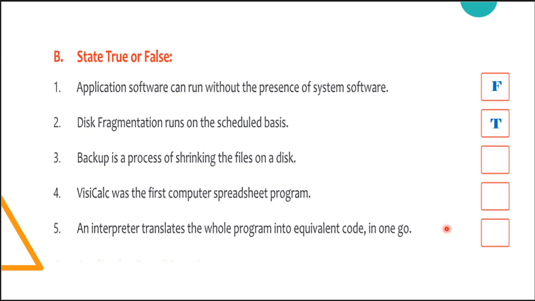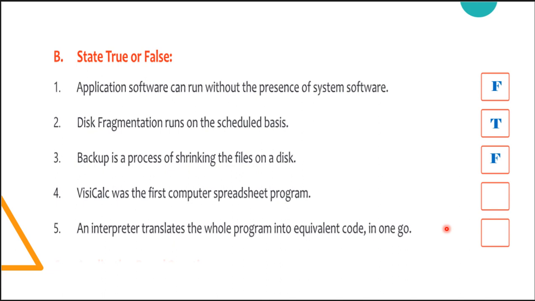Third, we have backup is a process of shrinking the files on a disk. So the correct answer is false. Backup is a process, it's not the process for shrinking of files, right? Backup is copying and storing our file at different location and retrieving the file back.